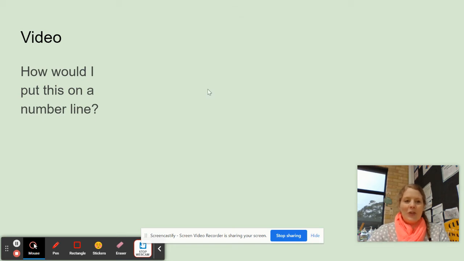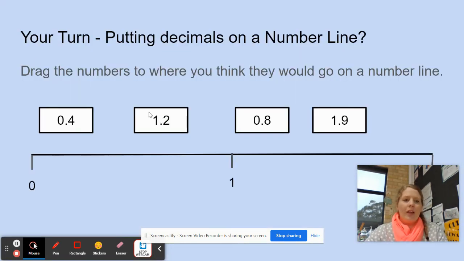Okay, so you've put those into order. Now the next activity is for you to put these in order on a number line. Now this is exactly the same as what you've been doing. You're just working out which numbers would fit in between other numbers. Okay, so how would I put this on a number line? Let's have a look. You're going to drag these numbers again.